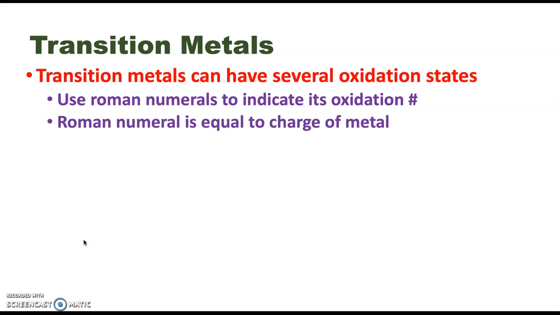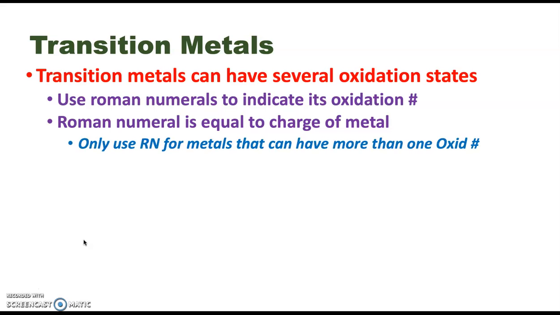So if you have a Roman numeral 2, that means that the charge on the metal is a +2. If you have a Roman numeral 4, that means the charge on the metal is a +4. And the metal will always be a positive charge. So the Roman numeral is equal to the charge, which will be a positive charge. And you only use Roman numerals for metals that can have more than one oxidation number. In class, I will show you exactly which ones need it and which ones don't.